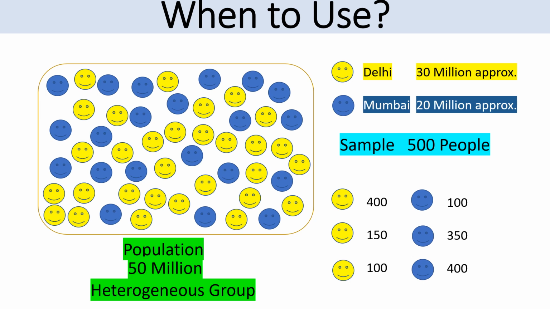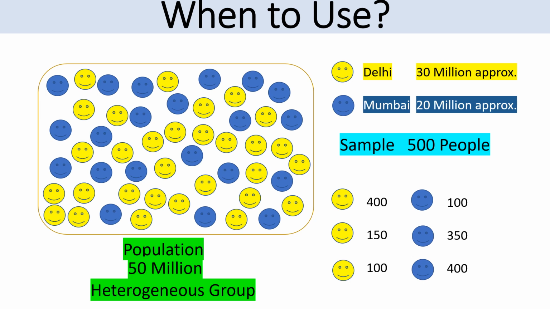Here I have a population of 50 million people. The yellow one is the population of Delhi, which is 30 million approx. The blue one is population of Mumbai, which is approximately 20 million people. Now I want to know opinion of people from these two cities about the accountability of central government related to COVID crisis in India. This population of 50 million is a heterogeneous group.